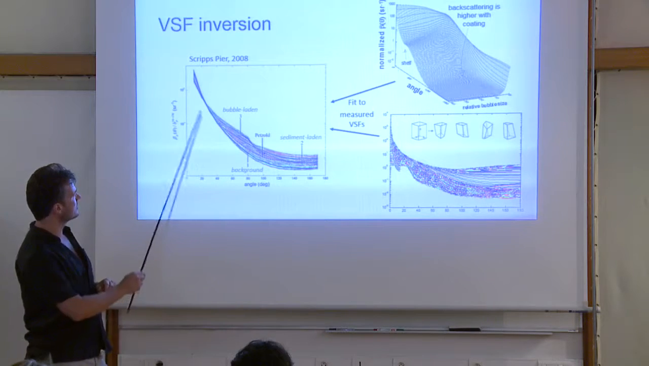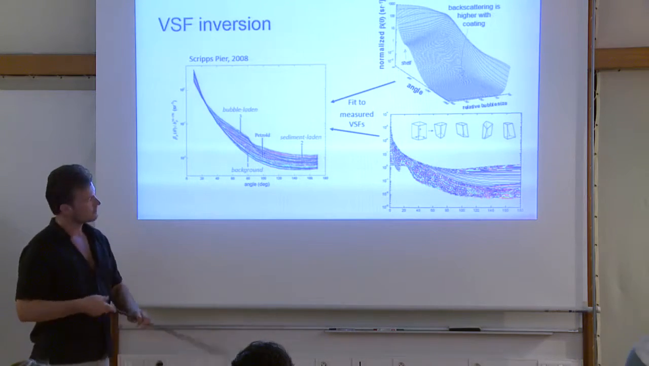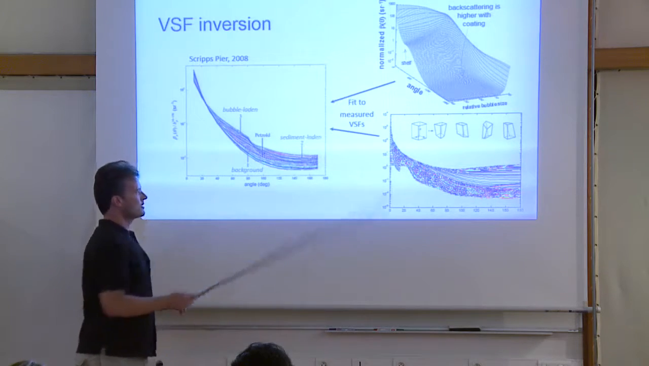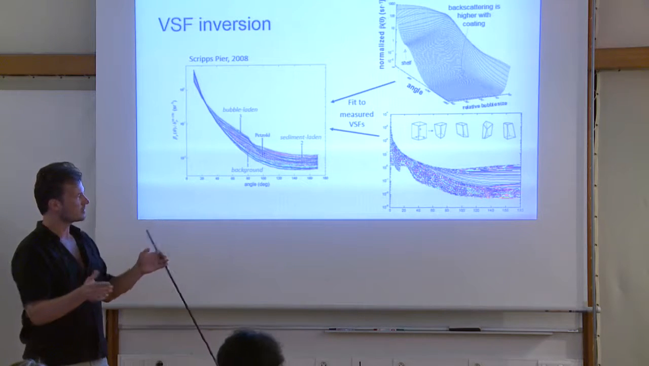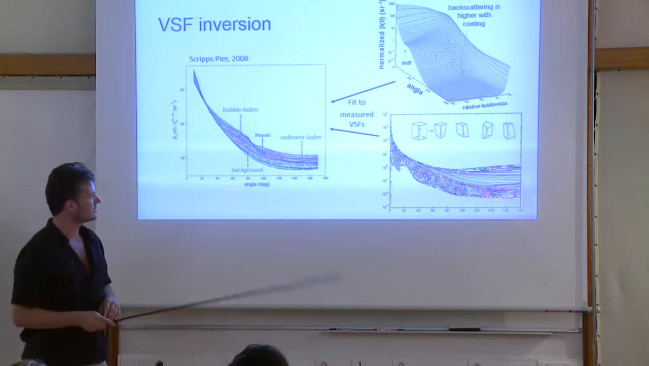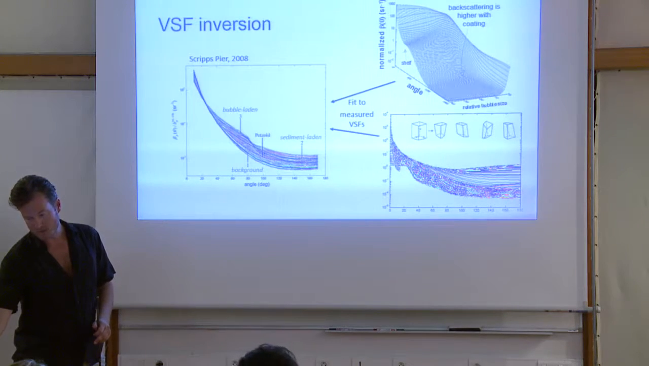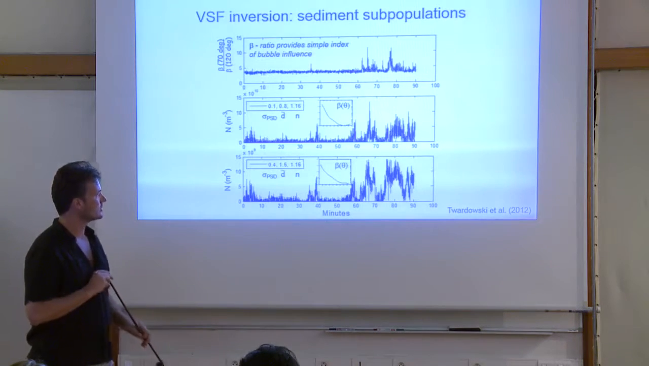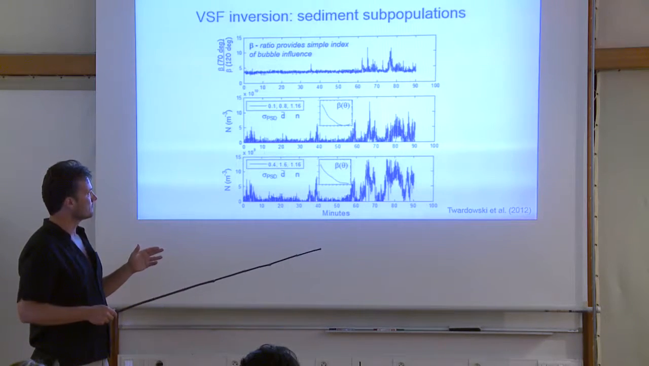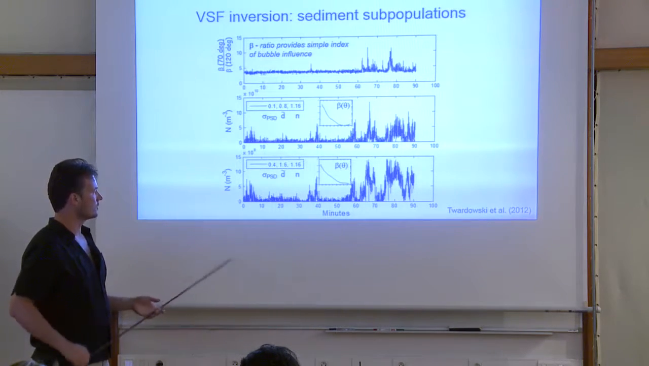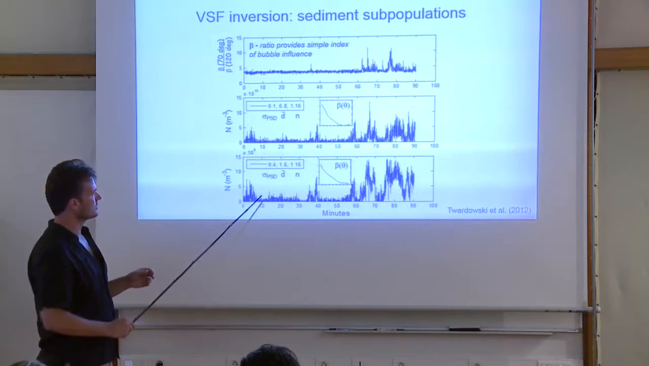And so when we made measurements in the surf zone, you could really distinguish these different types. And you can create a library, like what I was talking about with the list. You can create a library of larger angle scattering for these VSFs, these phase functions, and fit the library to the measurements to do an inversion and solve for the bubbles and the sediment populations. So these are specific sediment populations that we inverted for. And this is the concentration of these two different sediment populations.